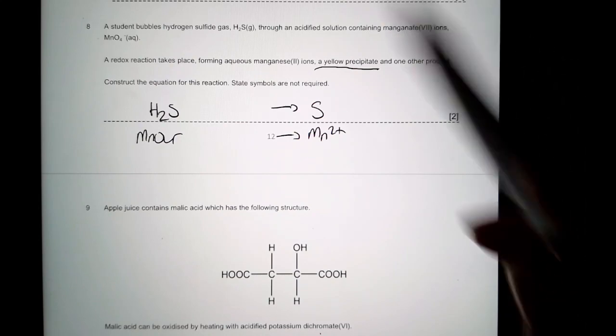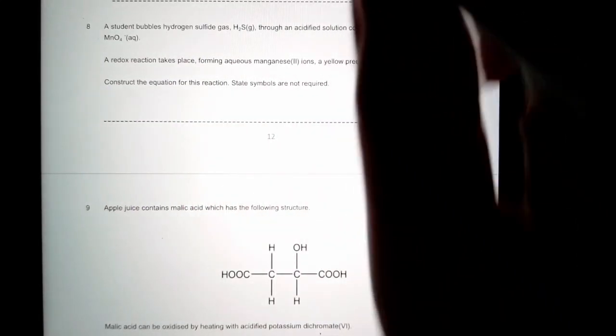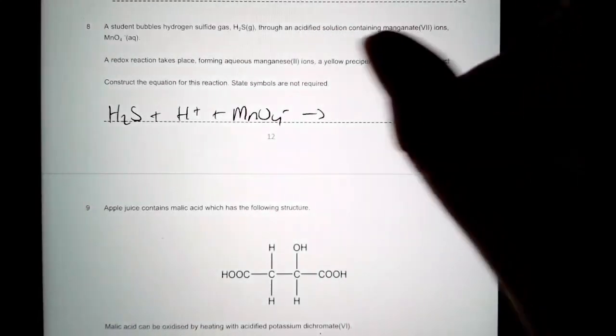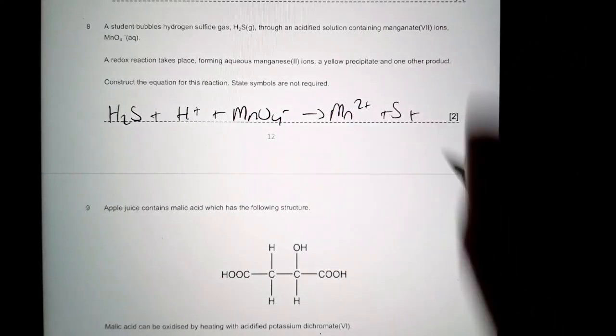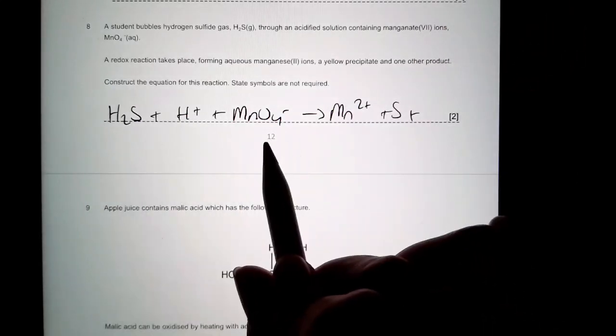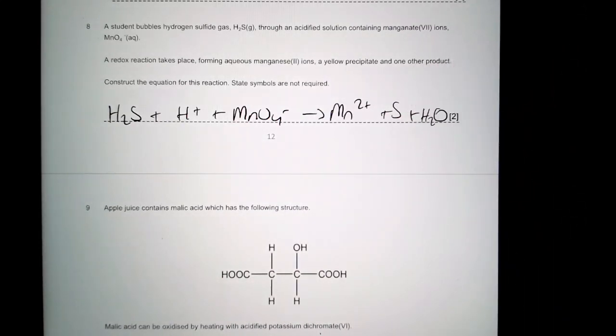Your other option is to just use the instructions to write the equation straight off the bat. So you'll say that you have got H2S. It says it's acidified, so you've got H+, and you're reacting that with MnO4-. You're turning that into Mn2+, a yellow precipitate which is S, and one other product. You can see here you've got oxygens on the left, you don't have oxygens on the right. In order to introduce oxygens in redox, it's going to be H2O. So that's your equation. You'll have to balance it using oxidation numbers.